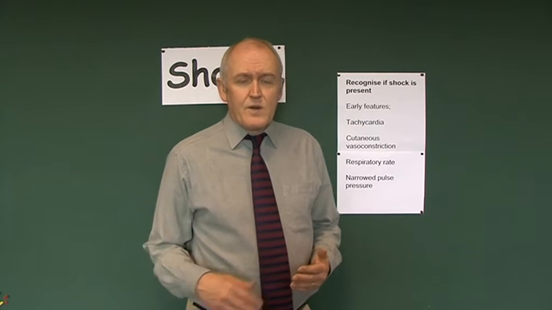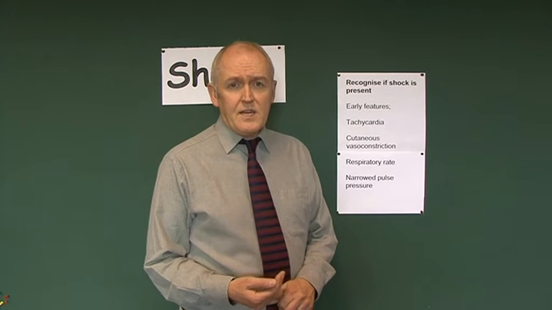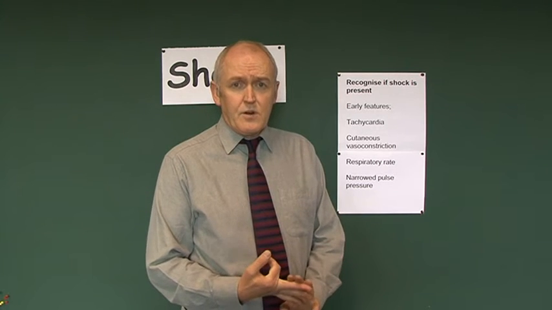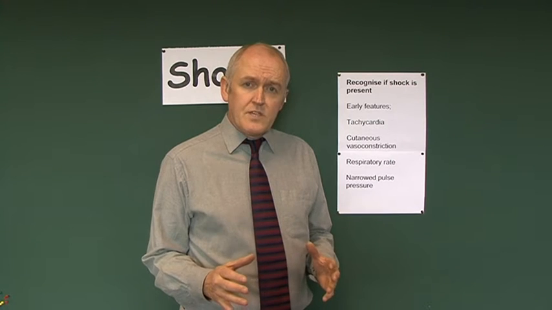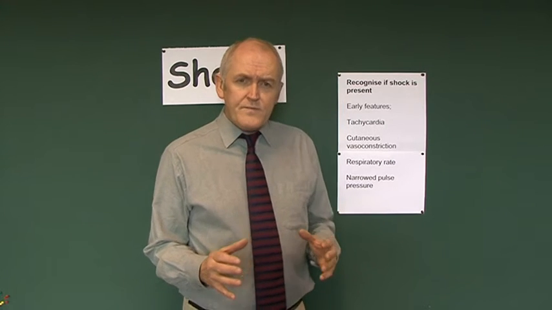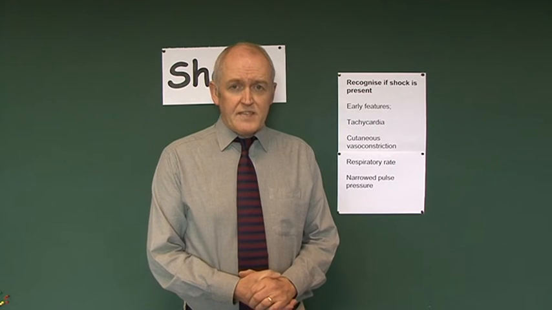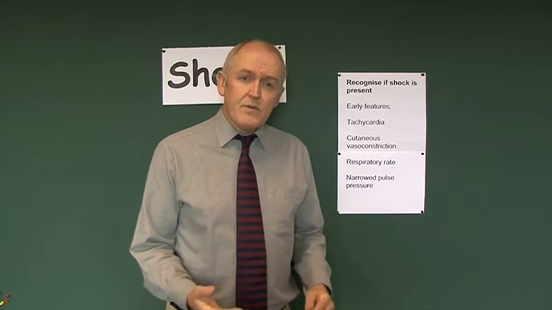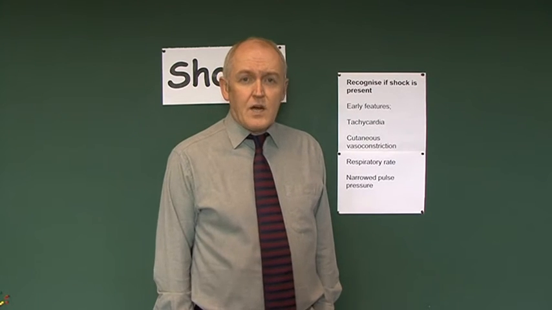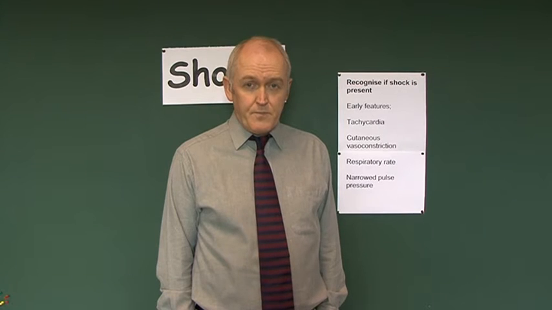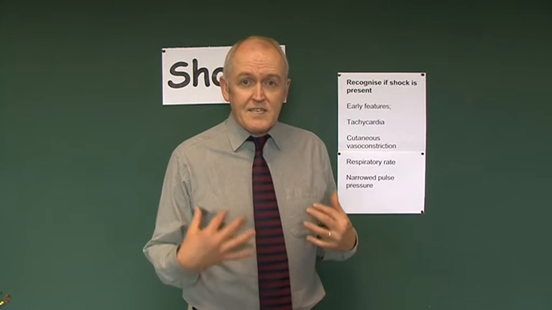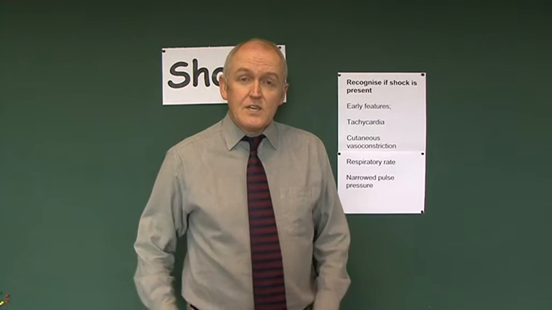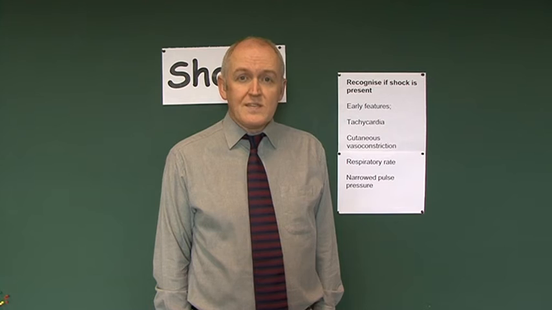Well, let's think about how we're going to recognise early developing shock in the classical forms of hypovolemic, cardiogenic and obstructive shock. What clinical features are we going to be looking for? Well, one of the first things to change is that the heart rate will increase. The patient will develop a tachycardia. Now remember that cardiac output equals heart rate multiplied by stroke volume. So if there's not enough blood coming back to the heart, there's not enough blood to pump out, so the stroke volume is going to go down.